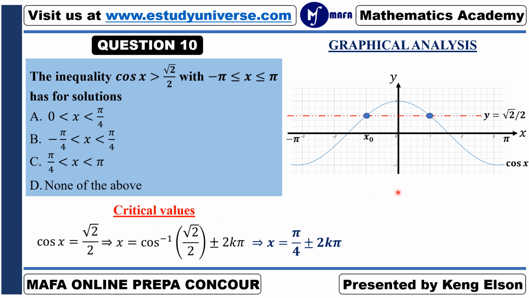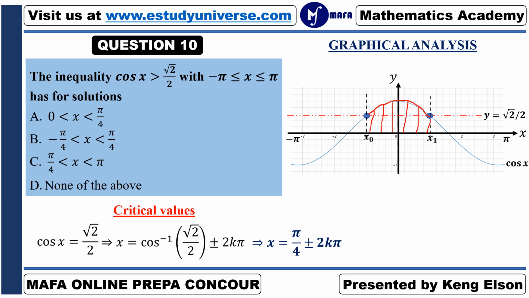Okay, so we can call the first one x0 and the second one x1. Okay, now what do we need? The inequality we are solving is cos x greater than root 2 divided by 2. So if you look clearly, you're going to see that from x0 right till x1, okay, the cosine function is above the line. That's the interpretation of the inequality. The cosine function is supposed to be above the line. It therefore means that for all values of x that are in this shaded portion here, the cosine function is always above that line.